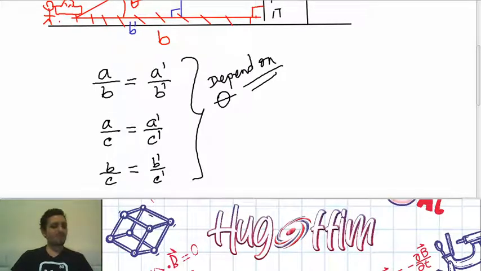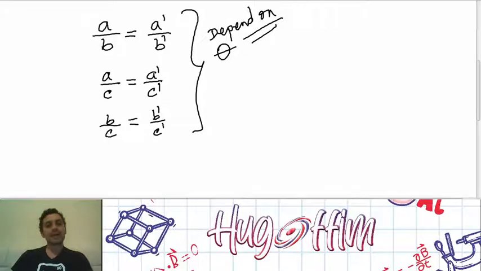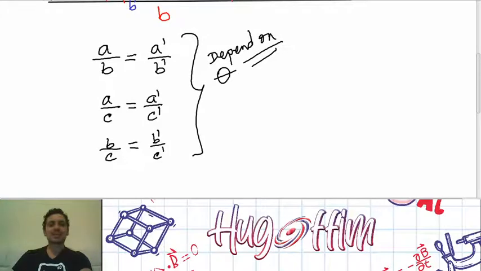So in this way we can say, okay, if those ratios are constant for any right triangle with the same angle, but they depend on the angle theta, maybe we can define a new way to express these ratios using the angle theta. So I will know that anytime I have an angle, I can define this ratio. This is what we call a trigonometric ratio. So the trigonometric ratios come from this main idea.